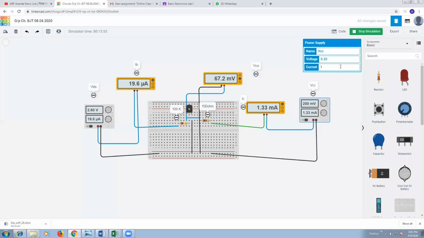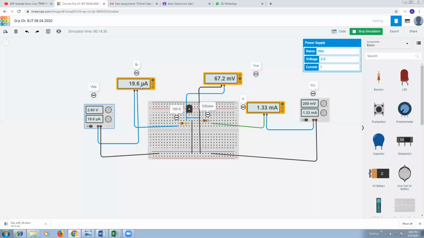First we have to keep VCC at 0 volt. Then we have to vary this power supply. If we keep it at 1 volt, there is no current. Suppose I keep it at 2 volt, here it comes 13.6 microampere. If we keep it at 2.5, we can see this one is 19.6 microampere, so it is acceptable.